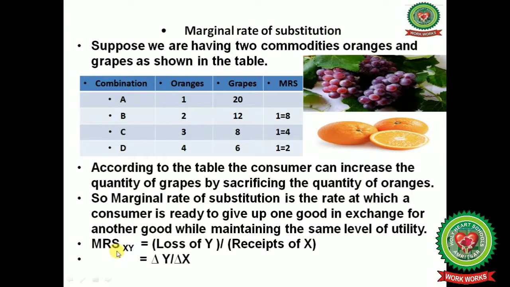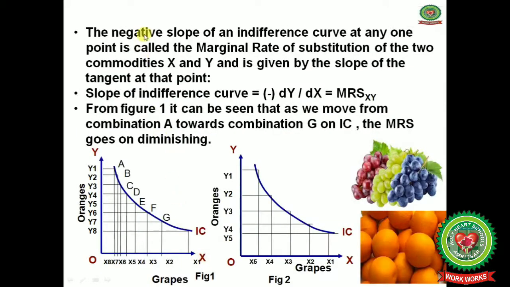Marginal rate of substitution for commodities X and Y is the loss of Y divided by the receipt of X, that is, change in Y divided by change in X. The negative slope of an indifference curve at any one point is called the marginal rate of substitution of the two commodities X and Y, and is given by the slope of the tangent at that point. Slope of the indifference curve equals minus dY by dX, which equals the marginal rate of substitution for commodities X and Y.